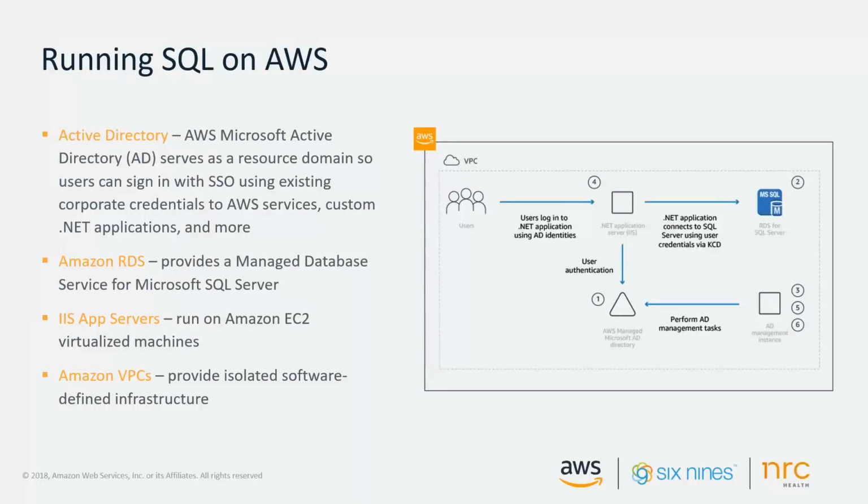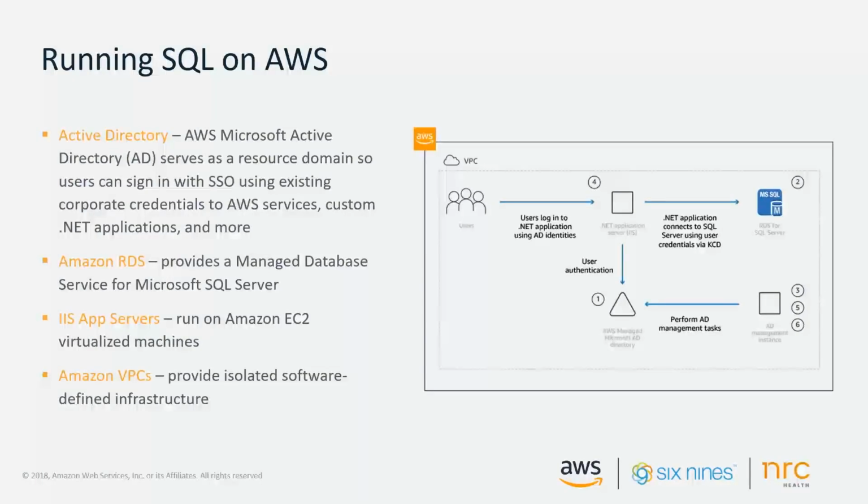I mentioned Amazon RDS, which is a managed database service for Microsoft SQL Server. There are multiple configurations that can be leveraged there. You can leverage replicas that can tie into Active Directory. You can also leverage your IIS app servers that can be running on EC2 as virtualized machines in VPC.